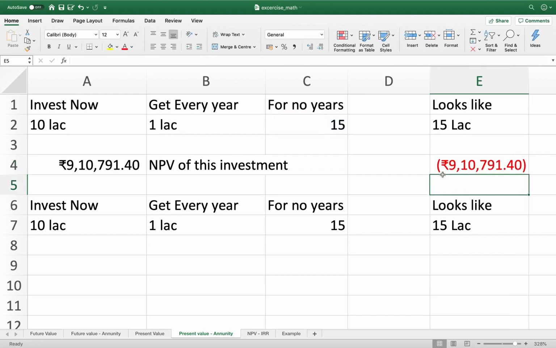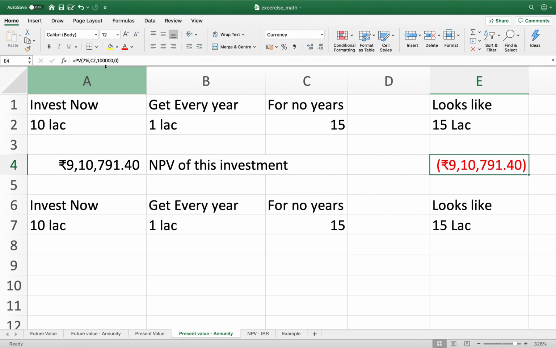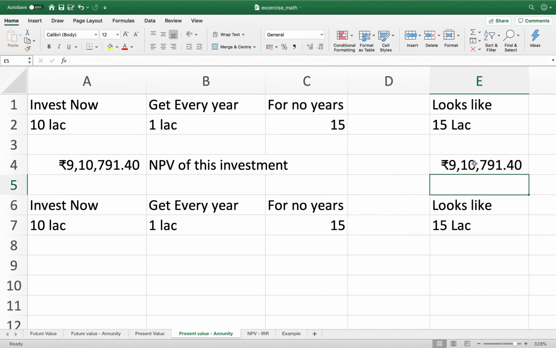If you see this situation, you will come to know that you just have to invest 9 lakh rupee to get 1 lakh a year for the next 15 years, right? Why is it coming in red? Because I did the same mistake again, and the mistake is I have to put a negative sign in front of 1 lakh rupee. And then you can see that the annuity of the present value can also be calculated using the similar formula. So the formula of present value and future value is something which is clear to you now.